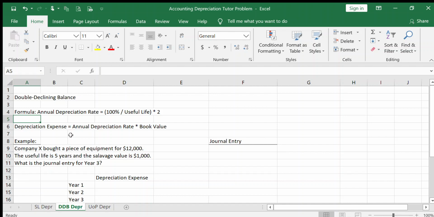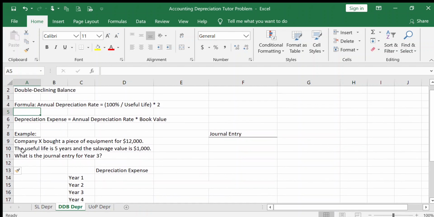But to do a more in-depth problem, we can look at this example right here. Company X bought a piece of equipment for $12,000. Useful life is 5 years. And the salvage value is $1,000. What is the journal entry for year 3? So we'll end up doing this actually last, probably.